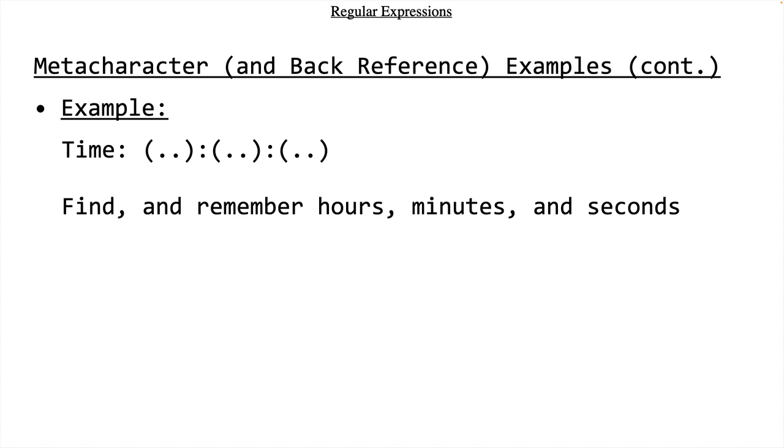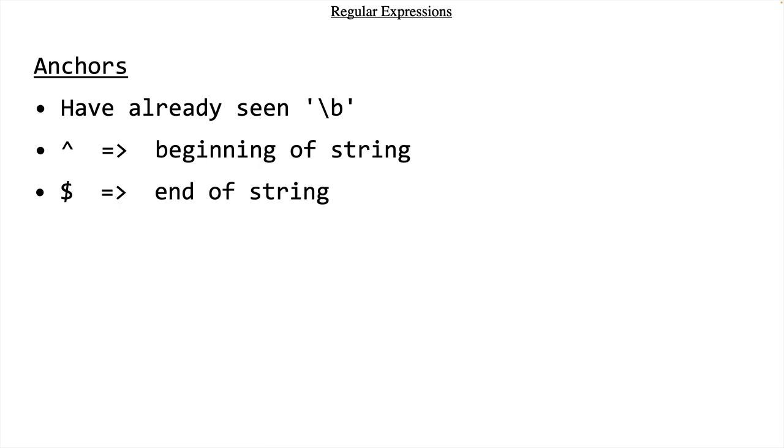Another thing I mentioned a moment ago was anchors, and we saw that when we were talking about word boundary, \b. Another way to represent anchors is a caret, which refers to the beginning of the string. A dollar sign refers to the end of the string. So an example of that is if I have ^a, that basically means as long as this string starts with a lowercase a, I have a match.